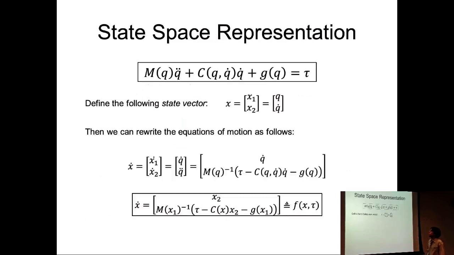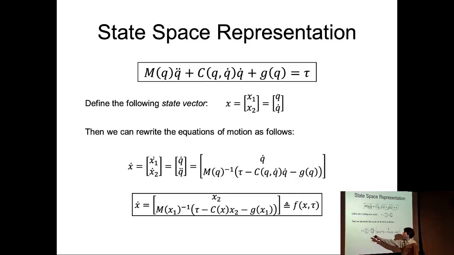What we're going to do is convert from our generalized coordinates to state space. State is really anything we care for it to be. In this case, we're going to define our two state variables to be our generalized coordinates as well as their velocities. And now we're going to rewrite our second-order differential equations of motion as a first-order differential equation in our state space.